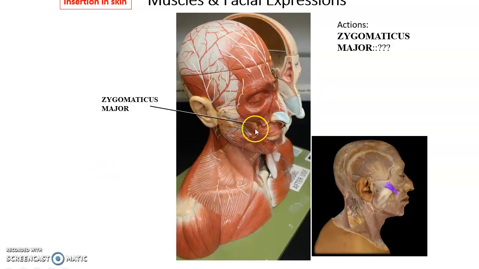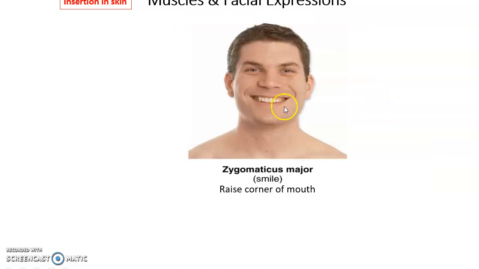Zygomaticus major also inserts into skin. Zygomaticus major inserts to the corner of the mouth, so that, as you can see here, when it contracts, it helps to raise the sides of the mouth to let you smile.